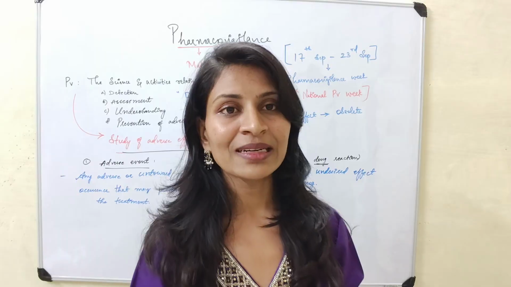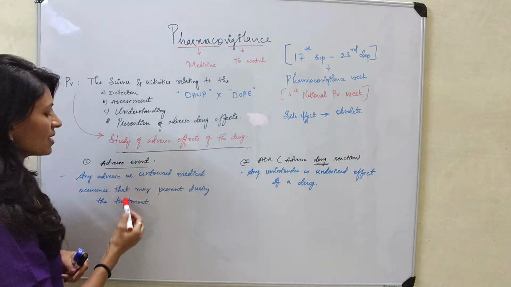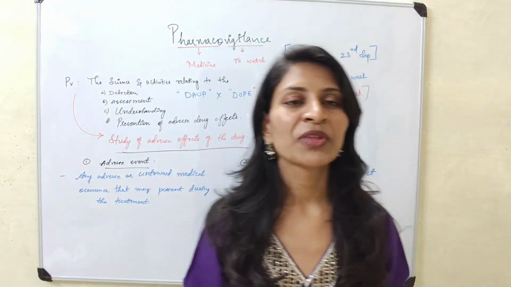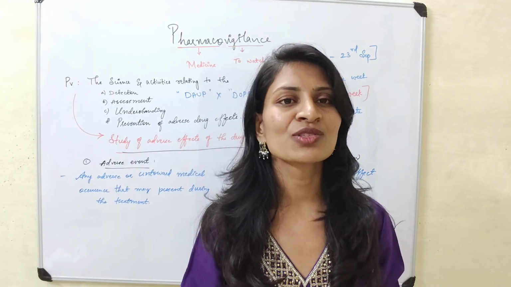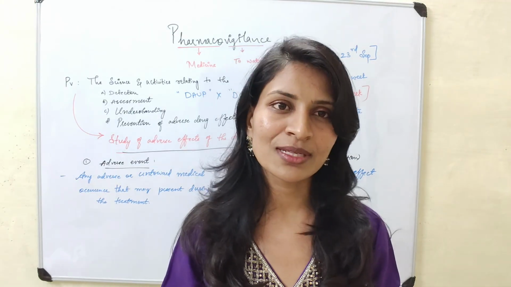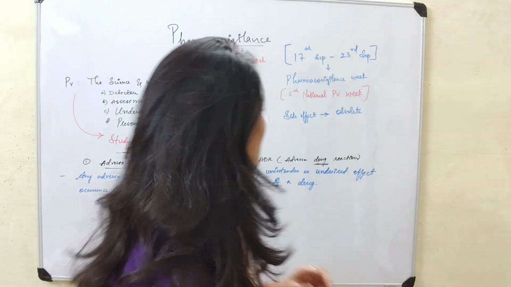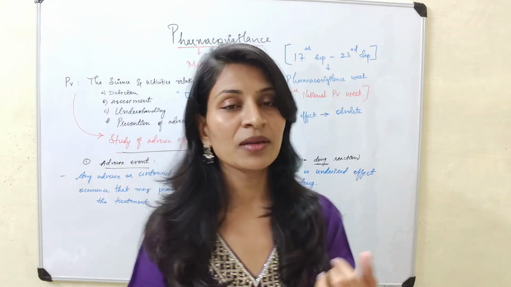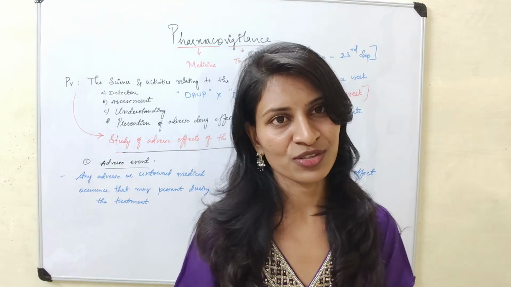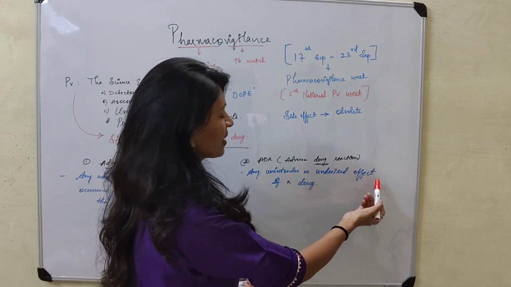Okay, so what is an adverse event? It is any adverse or untoward medical occurrence that may present during the treatment. What does this mean? For example, imagine a patient has taken an antihistamine and he was driving the car and he met with an accident, because antihistamines produce some kind of sedation, drowsiness, so he met with an accident, so that is an adverse event. Okay, and the same thing, he had sedation because of the antihistamine, so that is an ADR, nothing but adverse drug reaction. Okay, so the definition is like this: any unintended or undesired effect of a drug.